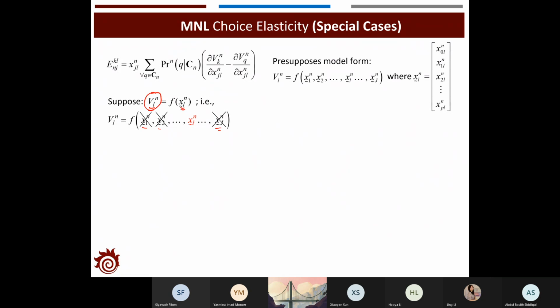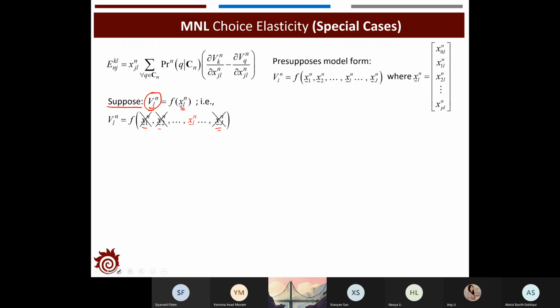So the example is, for example, for you to choose the mode of the bus and train. If you choose the train, your utility may only be related to the ticket price of the train. If you choose the bus, your utility is only determined by the bus ticket price. So it's not related to the train ticket price. So that's the meaning of this assumption.